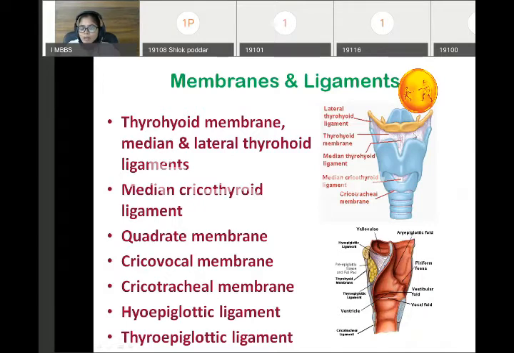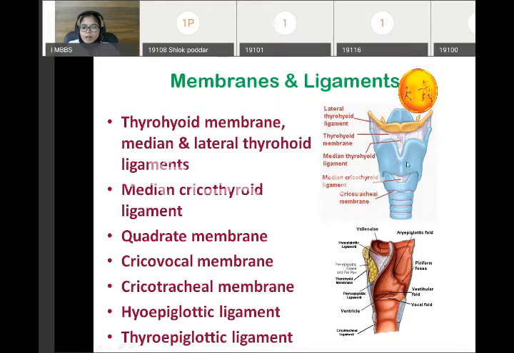This is the thyrohyoid membrane. In the median plane, this thyroid membrane is thickened to form the median thyrohyoid ligament, and laterally this membrane is thickened to form the lateral thyrohyoid ligament, which is connecting the greater cornua of the hyoid bone with the superior cornua of the thyroid cartilage. So this one is the lateral thyroid ligament, and this is the median thyroid ligament, and this whole membrane is the thyroid membrane.